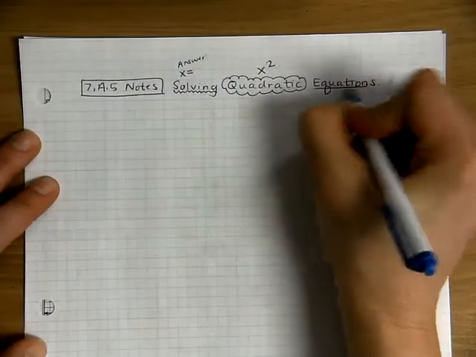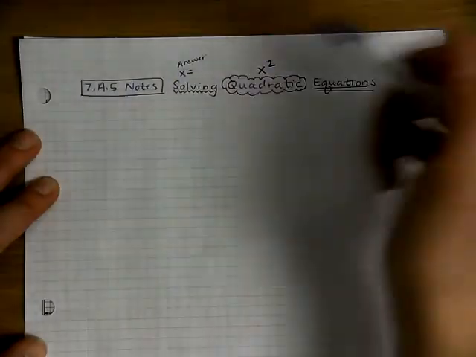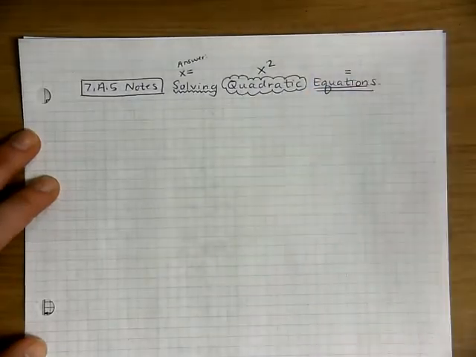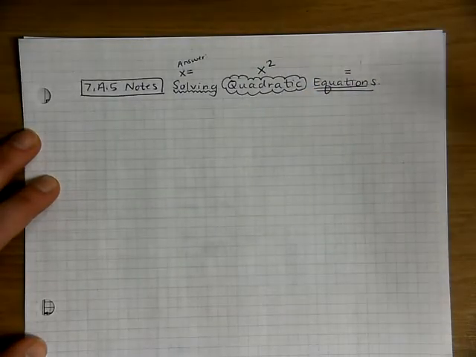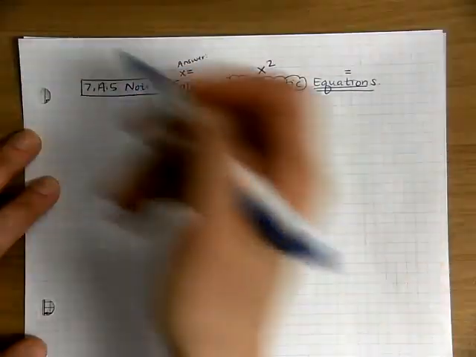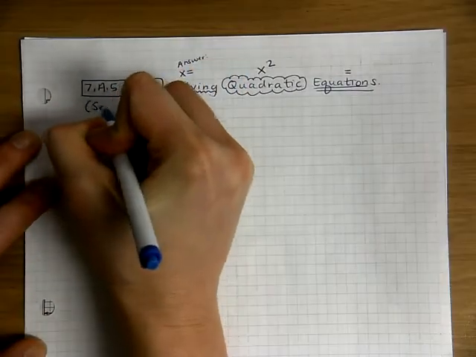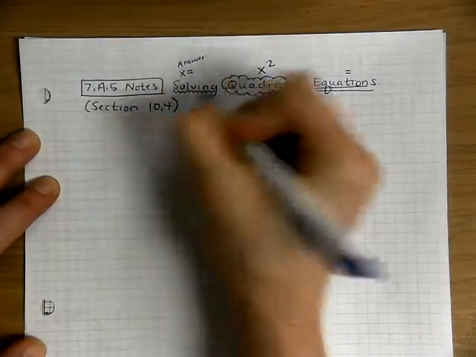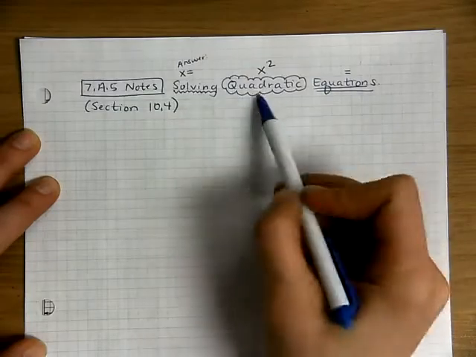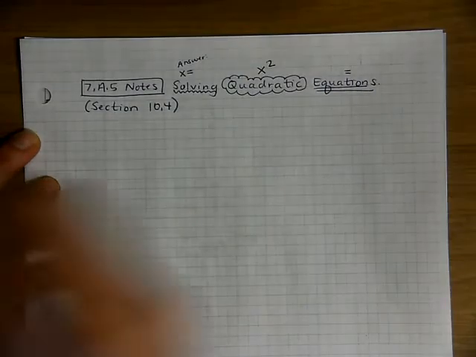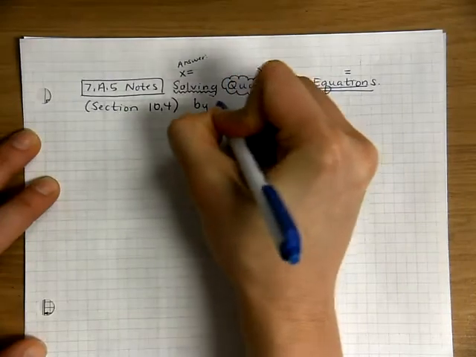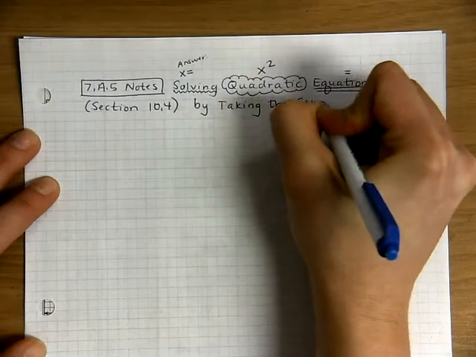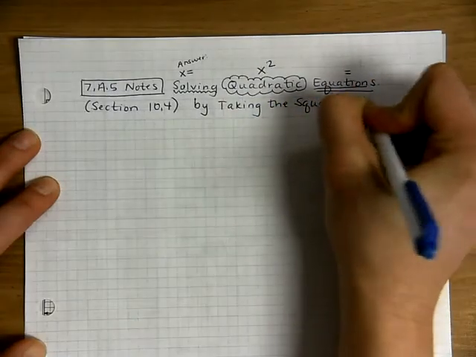And then finally, equations. Equations we know are mathematical sentences that have equal signs. So everything today you are going to see has an equal sign, and we're going to have to solve. In your textbook, this is going to be section 10.4. So if you would like to look in your textbook, you can look in section 10.4. We're going to solve quadratic equations today by a certain method, and the method we're going to use is solve by taking the square root, and we'll get to that in a little bit.